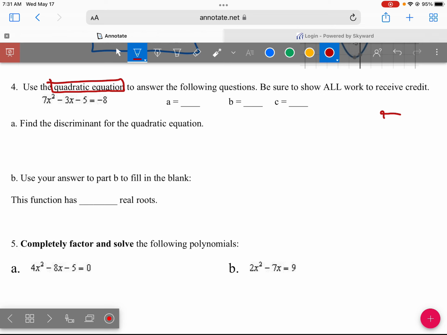Kevin, are you with us? Kevin, you with us? Okay. All right.